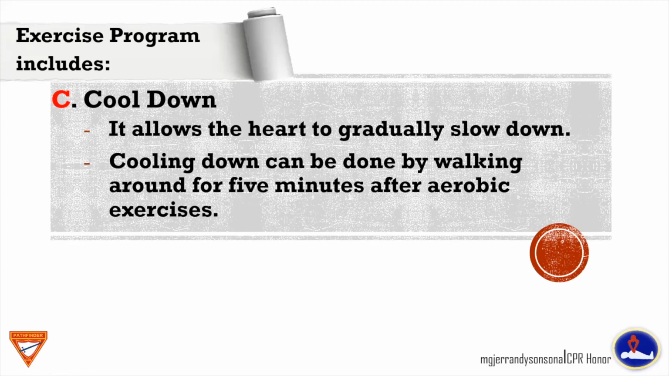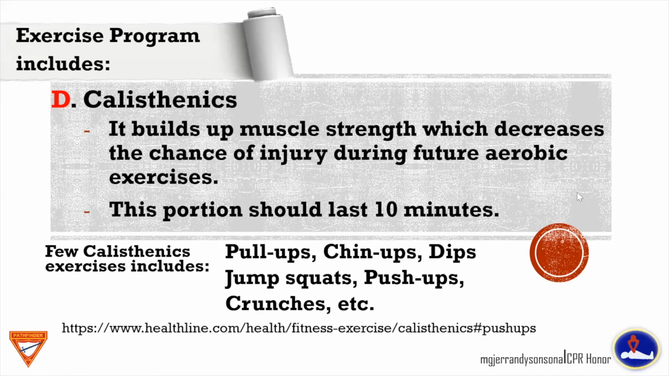Cooling down can be done by what? By walking around for 5 minutes after aerobic exercise. So after biking, get off your bike, then walk around for 5 minutes, and that will satisfy your cooling down exercise. After cooling down, you can proceed to your calisthenics.